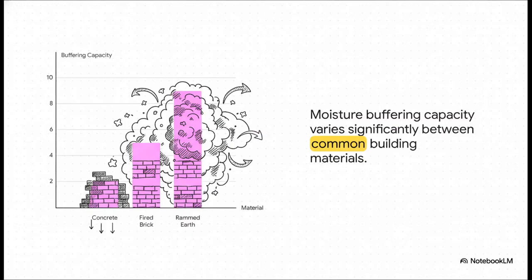Now, this moisture buffering capacity varies a lot between materials. As you can see here, concrete has a very low capacity. Fired brick is, well, it's moderate. Rammed earth, on the other hand, has a really high capacity to absorb and release moisture. It's actively moderating the indoor environment.